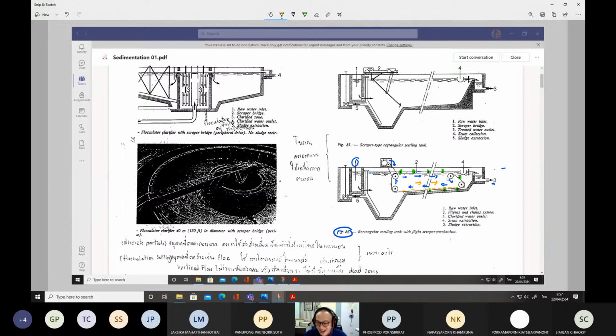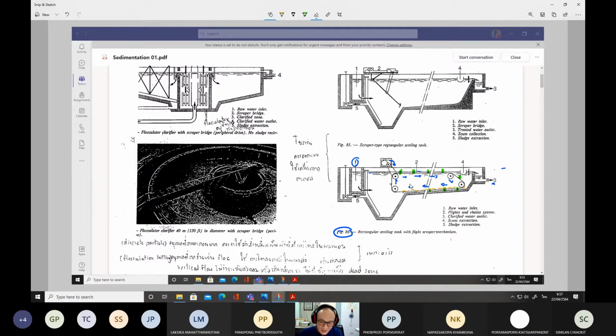But if it moved in the opposite direction, all the settled particles will not be collected in this hopper. So you have to mention this arrow. It's actually incorrect. So this used to be a kind of final exam question in the past years.